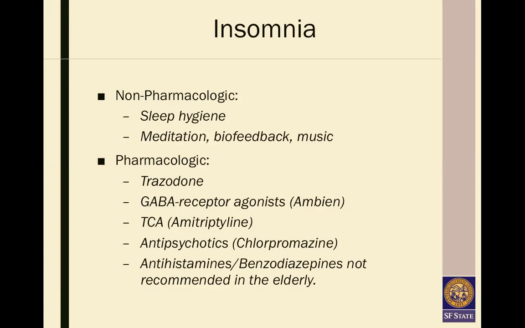GABA receptor agonists like Ambien can be used. Now the thing with Ambien though, and you probably have heard, is that it's not very recommended in elderly. It can cause patients to be confused more. And so Ambien we use more in our younger population. So just be aware, trazodone for an elderly, Ambien for our younger population.